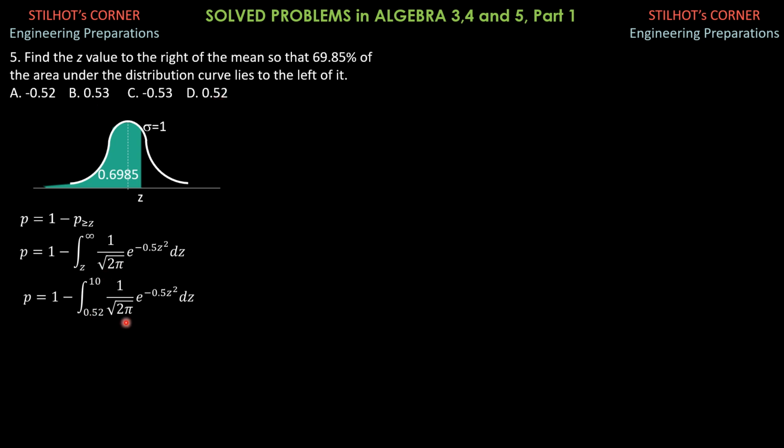And it happens that at 0.52, using your calculator, of course, this is calculated approximately using the calculator. So that is 0.6985, really. Therefore, the value of the z-score is 0.52.